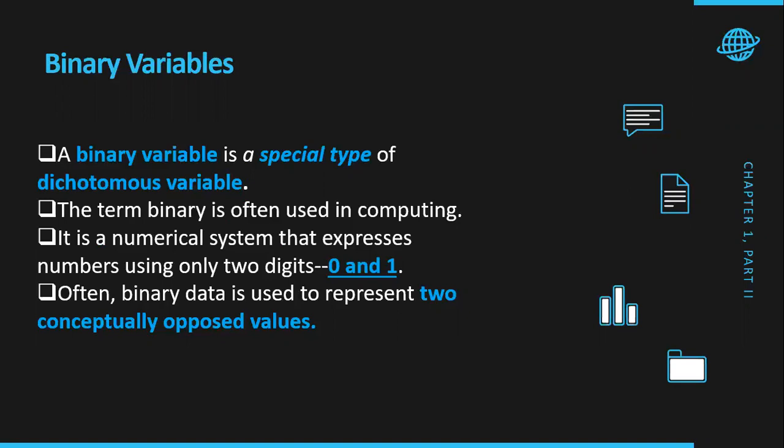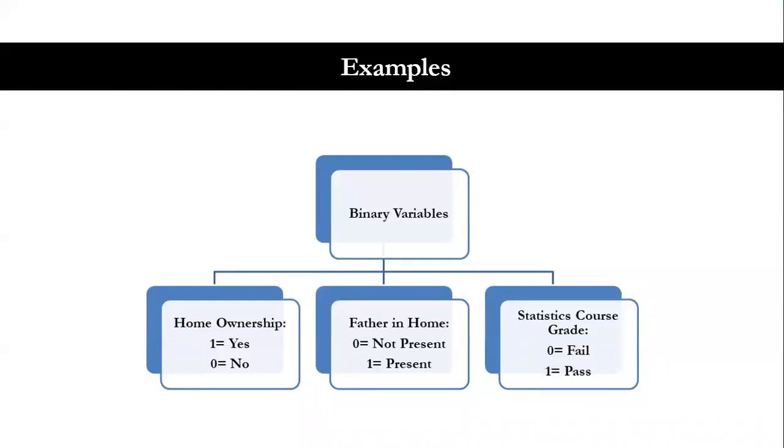A binary variable is a special type of dichotomous variable. The term binary is often used in computing. It is a numerical system that expresses numbers using only two digits, 0 and 1. Often, binary data are used to represent two conceptually opposed values. Here are some examples of binary variables. The first one is home ownership, where 1 equals the presence of home ownership, or yes, and 0 equals the absence of home ownership, or no.